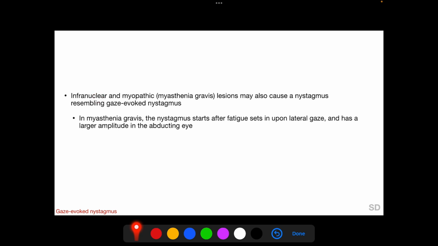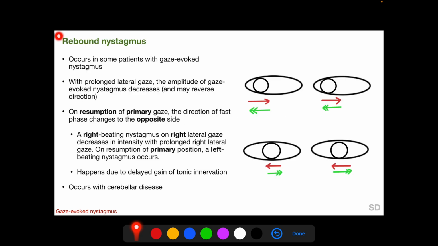Infranuclear and myogenic lesions such as myasthenia gravis may also cause a nystagmus which resembles gaze-evoked nystagmus. In myasthenia gravis, after the patient takes up a lateral gaze on one side and fatigue sets in, only then the nystagmus starts, and it has a larger amplitude in the abducting eye.